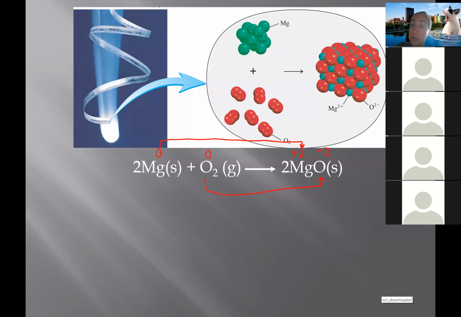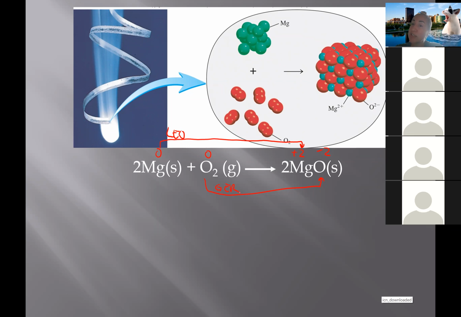So let's do magnesium first. 0 to +2. Is magnesium losing electrons or gaining electrons? It's losing, right? Because it's getting more positive. So if I'm losing electrons, I am being what? Oxidized. Right, which is LEO. Loss of electrons means you're oxidized. If one is being oxidized, then the other has to do the opposite. So oxygen is gaining. It's going from 0 to -2. It's getting more negative. So therefore, this is the GER.